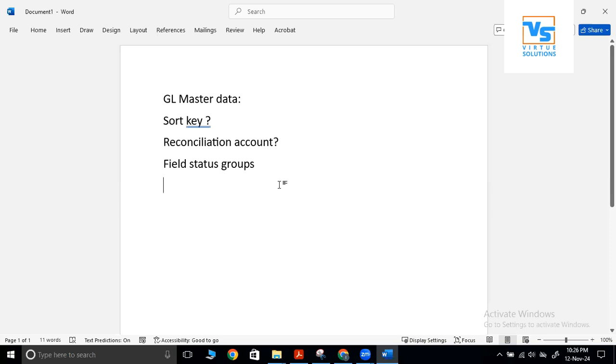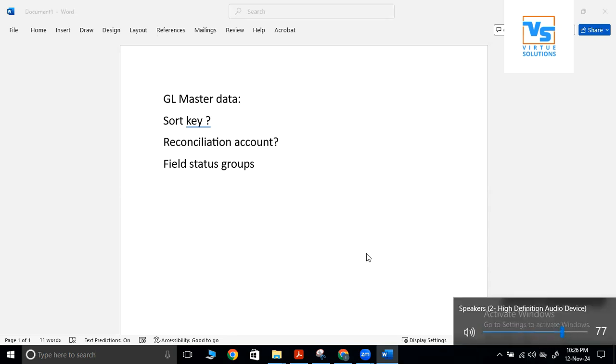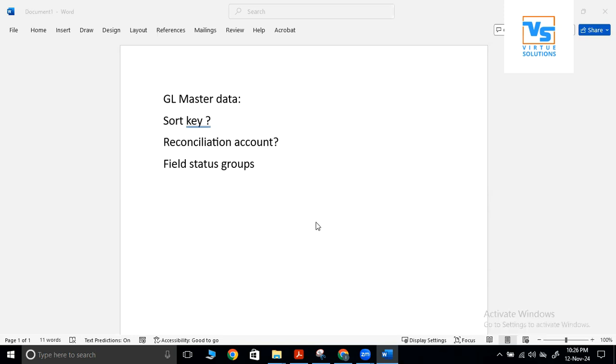I think I'm going a bit more in depth. Okay, leave that. Just tell me, when we are creating GL master data, what are the different ways to create GL master data? Actually, I just want to go through it. It has been 1 year for me, so I just want to go through all those things. This is all new for me. I didn't come across those things.